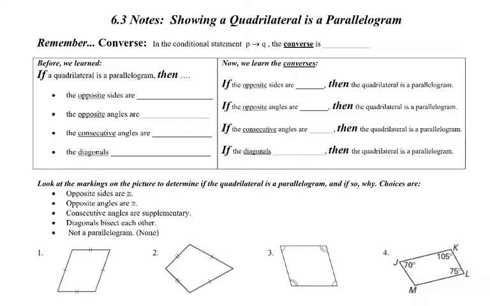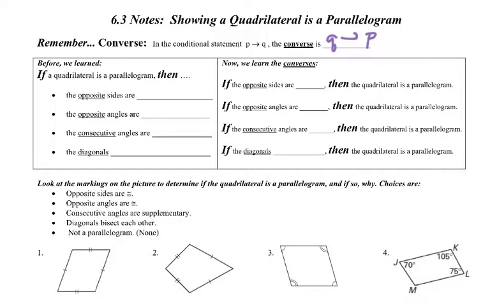So we are going to do another section on converses, right? Converse we know is just switching things around. So if a conditional is P implies Q, then the converse is Q implies P. So if we said, if it's raining, I'll bring an umbrella, the converse would be, if I bring an umbrella, then it must be raining. And the converse isn't always true, but in this case it's going to be.